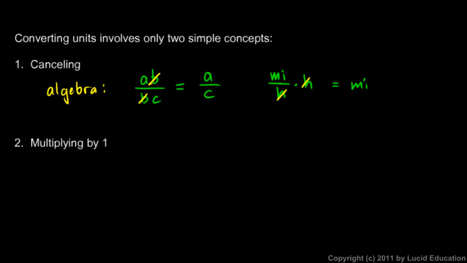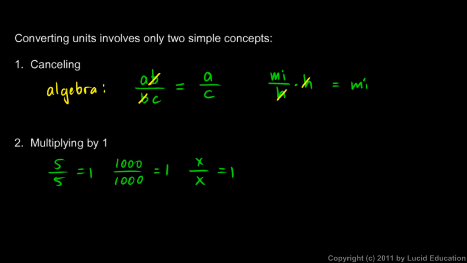The second concept you need to know deals with the number 1. You should know that some fractions are equal to 1. For example, 5 over 5 is equal to 1, or 1,000 over 1,000 is equal to 1, or any number over itself is equal to 1. So x over x is equal to 1 for any number x. As long as the thing on top and the thing on the bottom are the same, then a fraction made that way will end up being equal to 1.